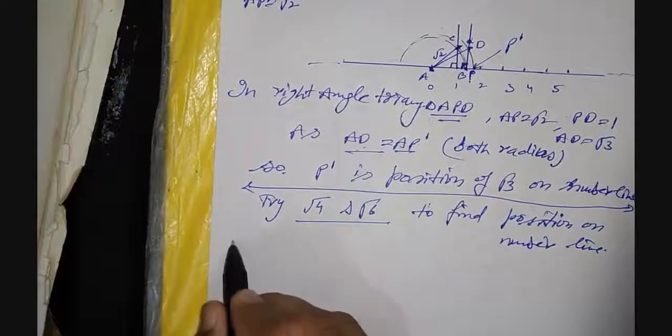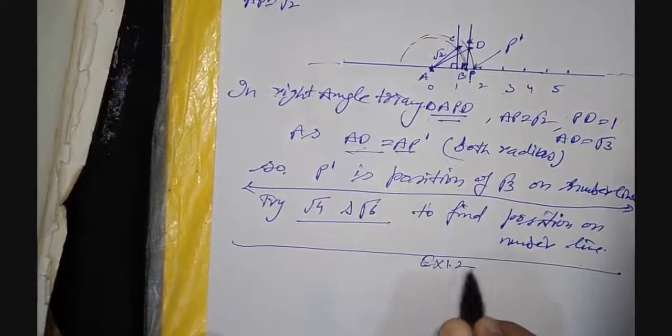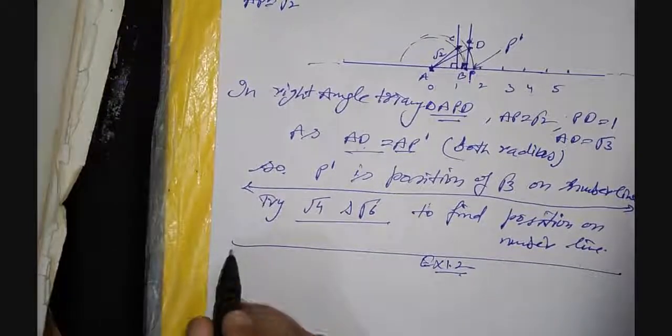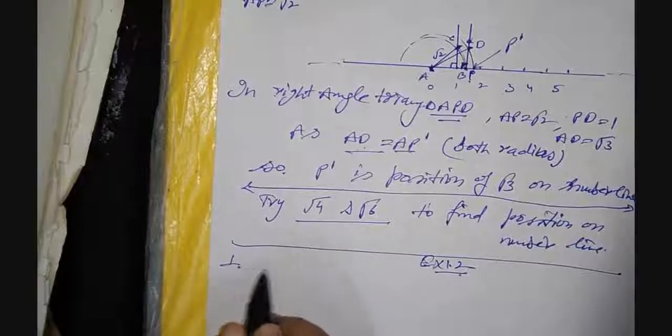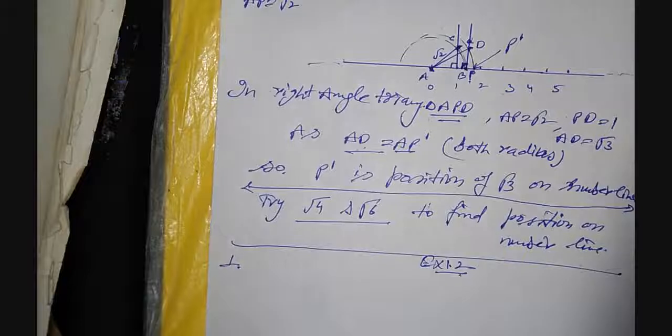Okay, now come to exercise 1.2 of 9th class NCERT mathematics. Question number one: state whether the following statements are true or false. Justify your answer. The first question is that every rational number is a real number. Every irrational number is a real number.